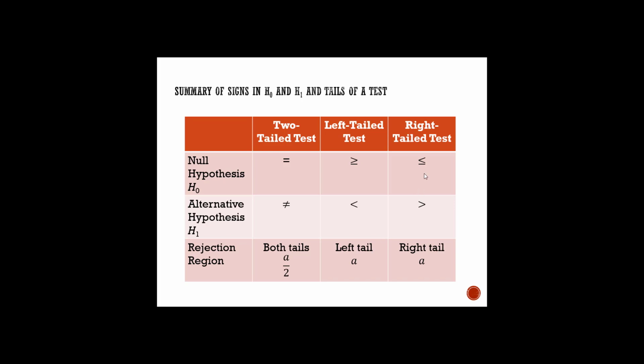Now, the opposite is true of the right-tailed test. The null hypothesis says less than or equal. The alternative points to that rejection region in the right tail, doesn't it? And the right tail contains all of alpha. Again, alpha is not divided by 2 for a one-tailed test. The left and right-tailed tests are considered one-tailed tests, and the two-tailed test, or the equal, not equal, is always considered a two-tailed test.